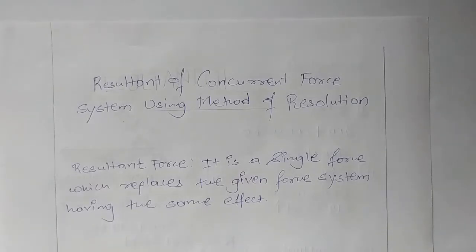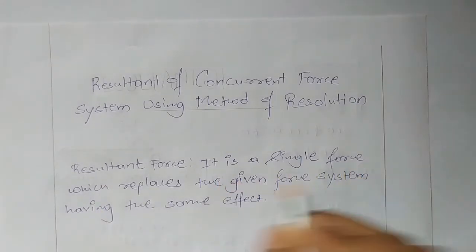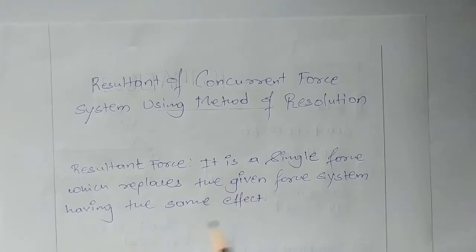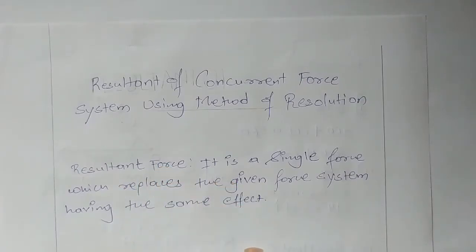So let's begin by understanding the definition of resultant force. Resultant of force is a single force which replaces the given force system having the same effect. In order to find the resultant of force, there are a number of methods available. If there are only two forces in a concurrent force system, then the parallelogram law and triangle law are best suitable to find the resultant of force.